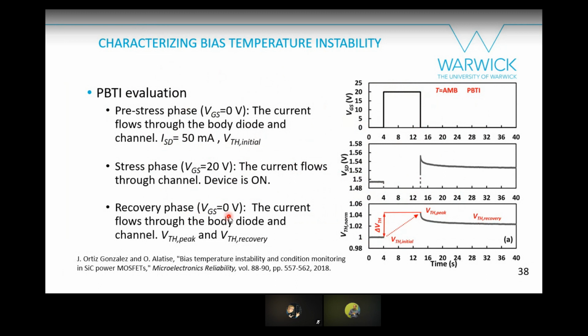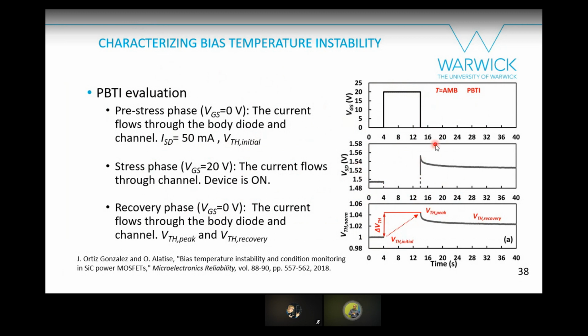voltage is 0 volts again, so you can have the current divider and the current will flow through the body diode and the channel. If your threshold voltage has changed, the current divider is going to be affected. So if your VSD increases, that means that you have more current flowing through the diode. And that's what you observe here. So a positive shift of VSD. So that's the peak threshold voltage.